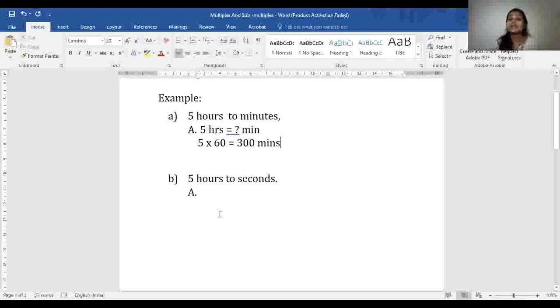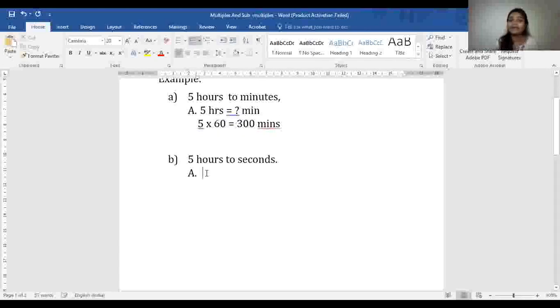Now we have a second question over here, but there's a difference. Here we have 5 hours, and we have to convert it into seconds. When I am going to convert hours into seconds, I need to calculate sequentially. That means first I will convert hours to minutes, and then I will convert that minute data to seconds. I cannot directly convert hours to seconds. So we are going to simplify the calculation: first I'll convert hours to minutes, and then minutes to seconds.